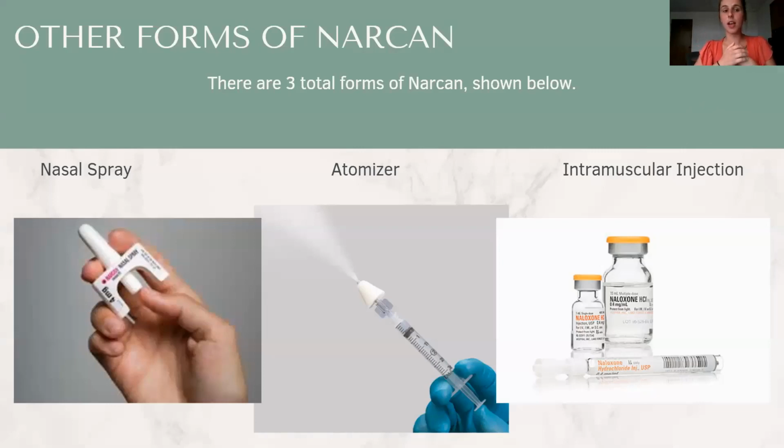The most common, and what we're talking about today, is the Narcan nasal spray that you see all the way on the left. That is the proper way to hold it, what it looks like out of its packaging, and what we typically see as it makes it most user-friendly for those who do not have medical backgrounds.